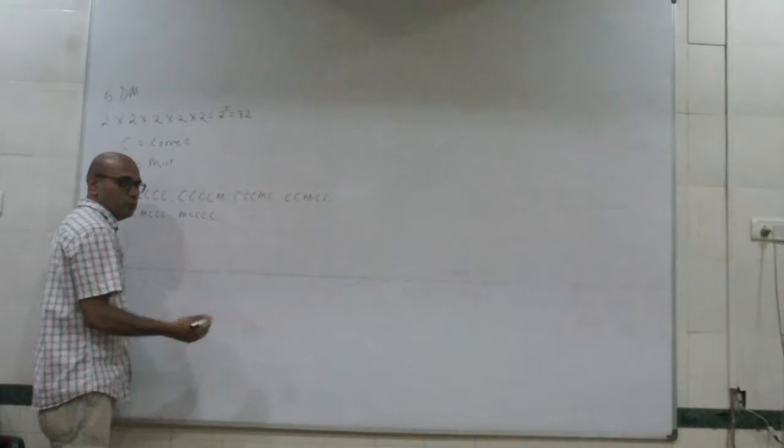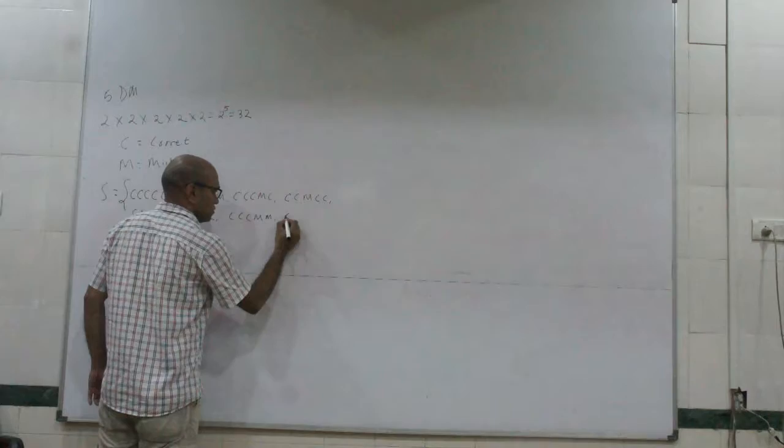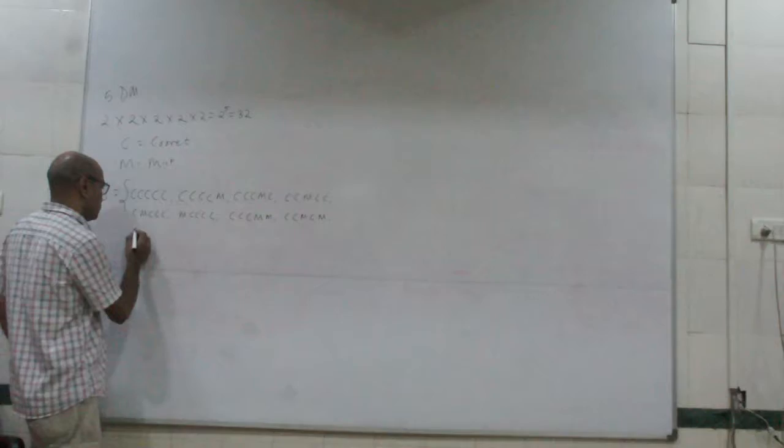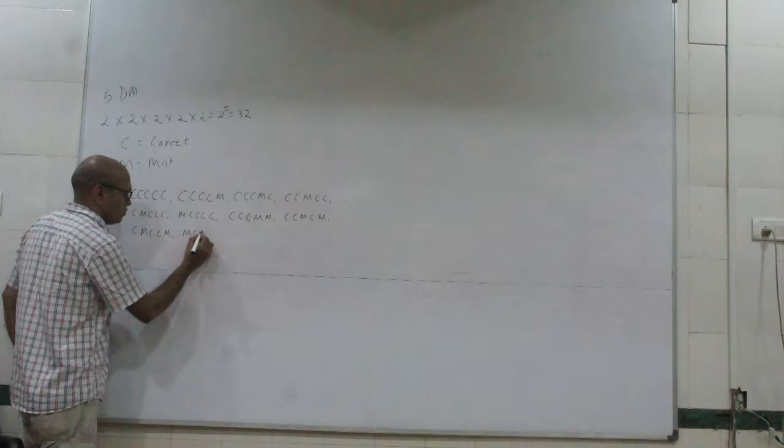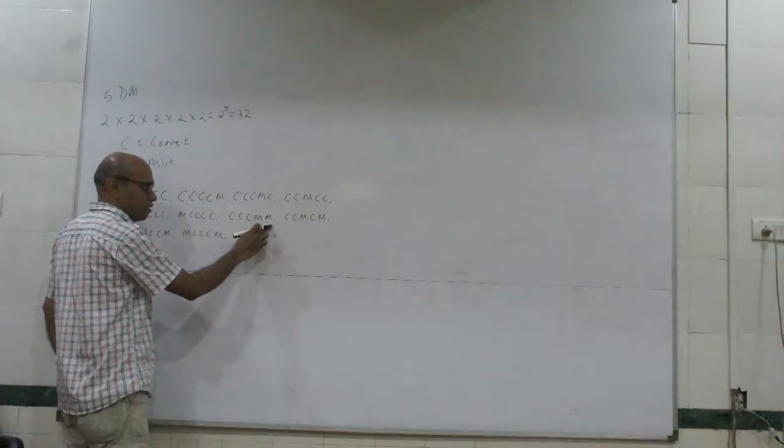C C C M M. C C M C M. Right? C M C C M. M C C C M. Okay, so the 2 mistakes were occurring at the last positions. Now we shift them.